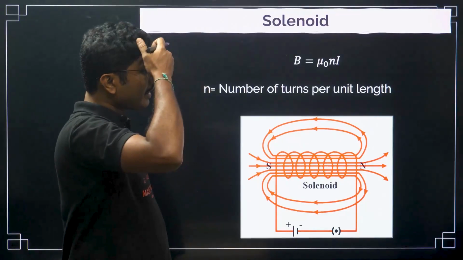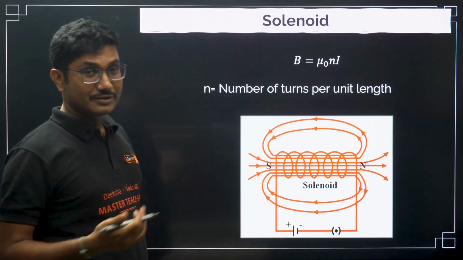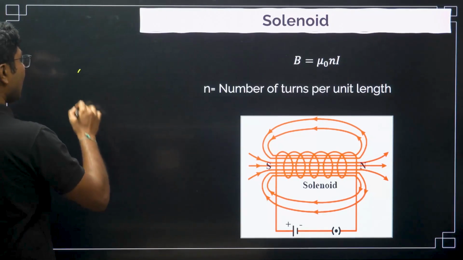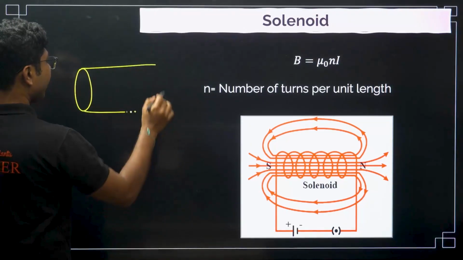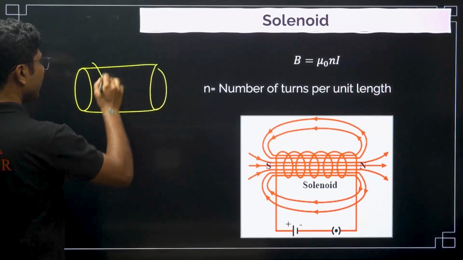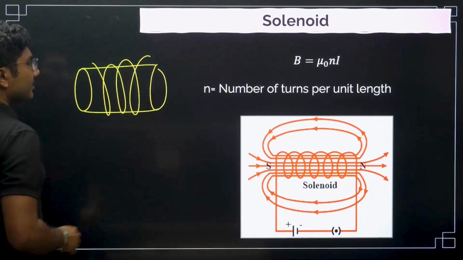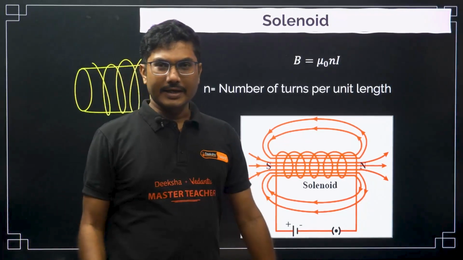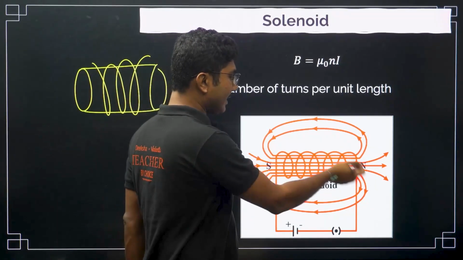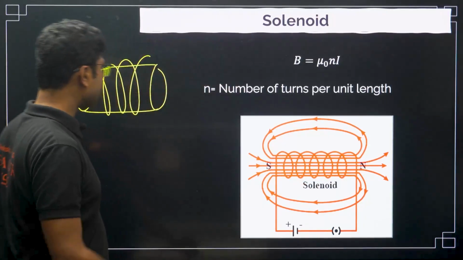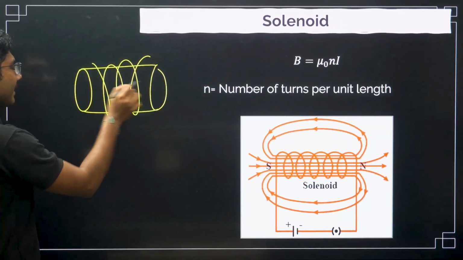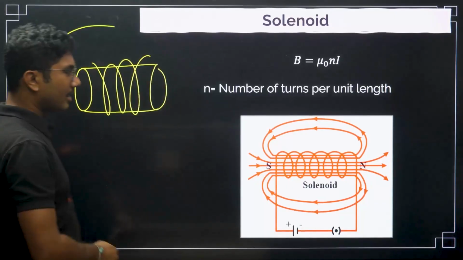Now the solenoid. A solenoid is basically a cylinder having lots of turns. Okay, so it looks like this, right? And here these are the magnetic field lines, so you may be confused, that's why this is a solenoid, and the magnetic field lines are drawn like this.